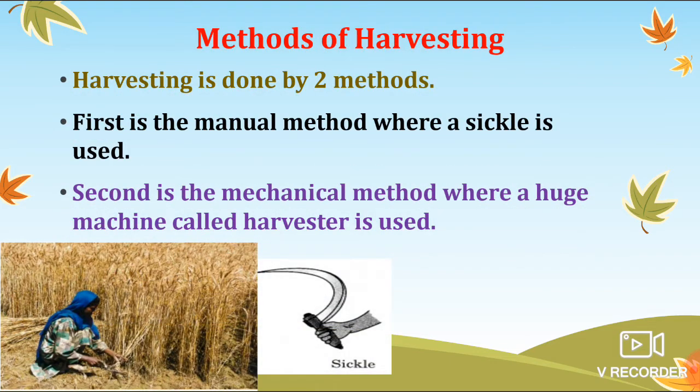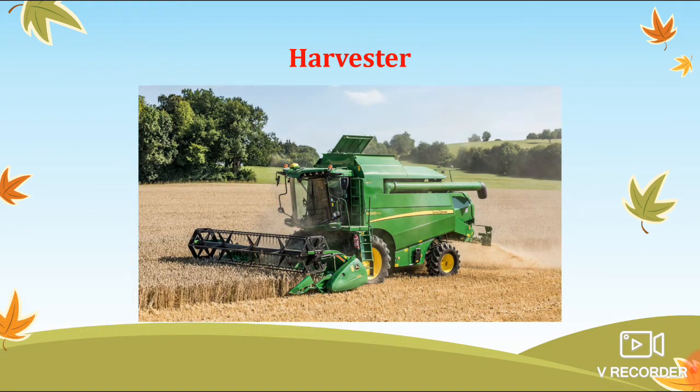So what are the methods of harvesting? There are two methods. One is the manual method, the second one is with the help of machines. In manual methods we are using a sickle, as you can see here, the lady is using it for cutting the crop. And the second method is the harvester. It does everything: cutting, threshing, winnowing, everything.